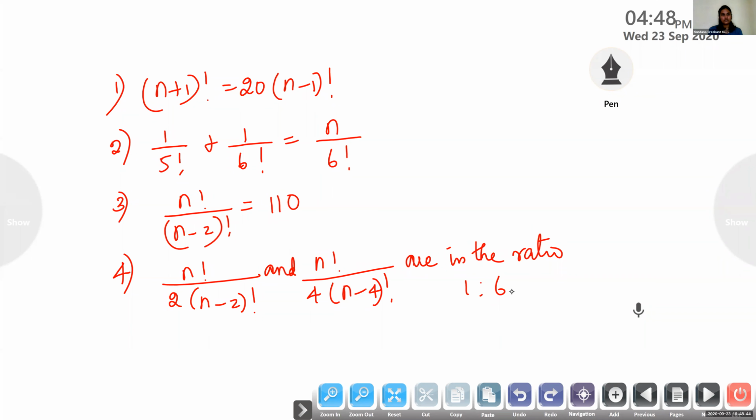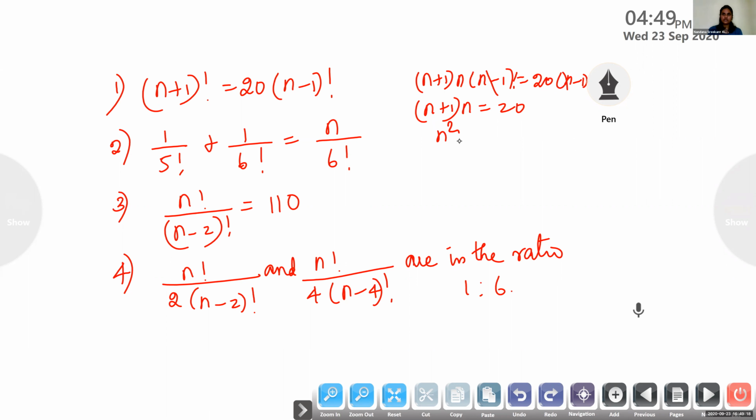So n plus 1 factorial, you can write that as n plus 1 into n into n minus 1 factorial, equal to 20 of n minus 1 factorial. Okay, so the common factor can get cancelled. Then we are left with n plus 1 into n, which can be simplified as n square plus n equal to 20. So you can write this as a quadratic equation.